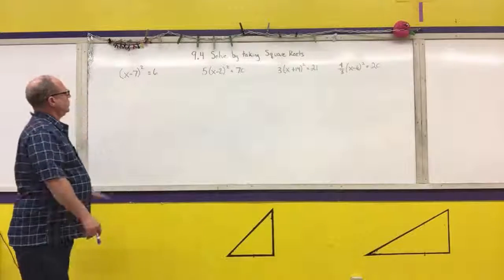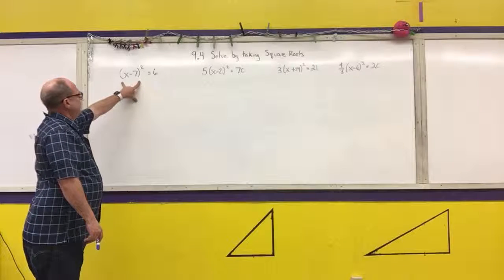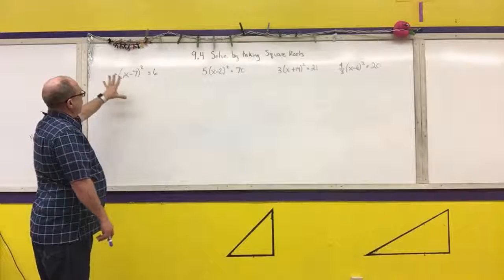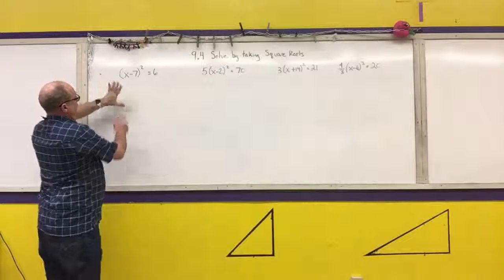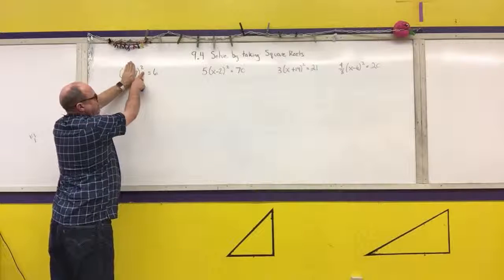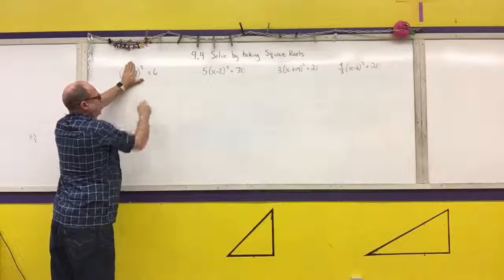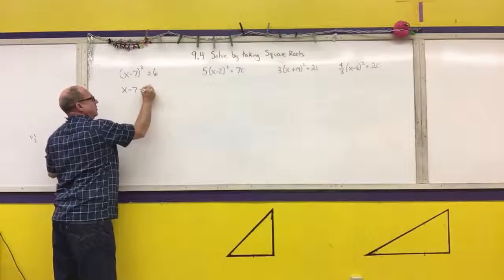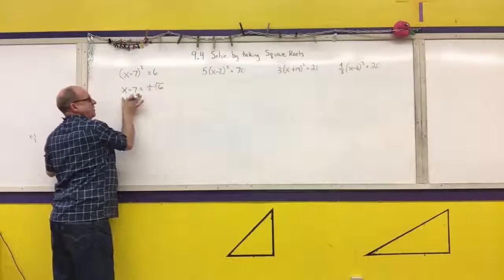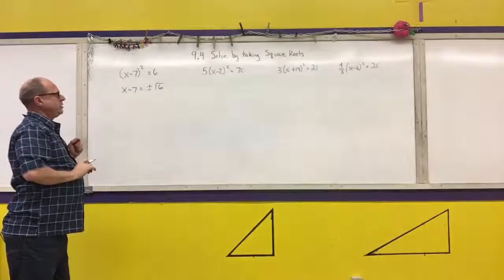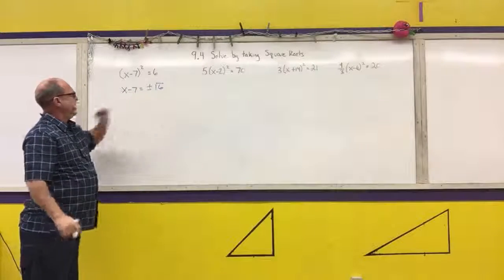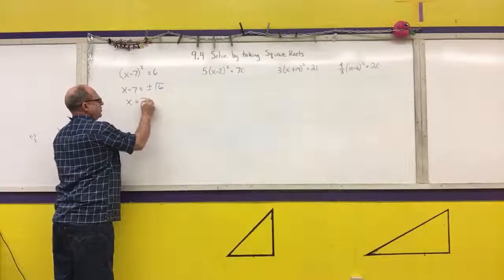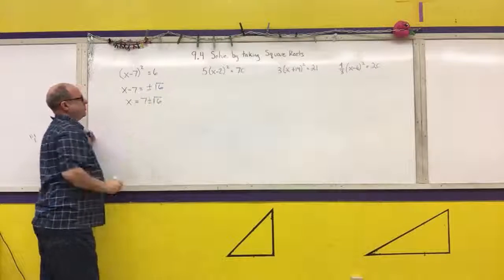So, next four examples. First one is the quantity x minus 7 squared equals 6. I'm at the point where I need to undo things. Well, I've got to get rid of that squared, so to get rid of the squared, I take the square roots of both sides. So I get x minus 7 equals plus or minus the square root of 6. The last thing I'm going to do is add 7 to both sides, and I get x equals 7 plus or minus the square root of 6.